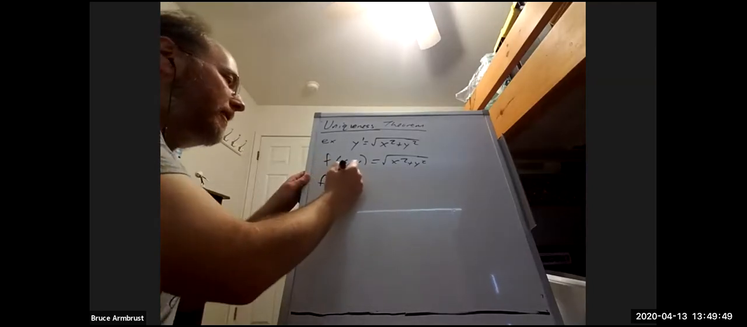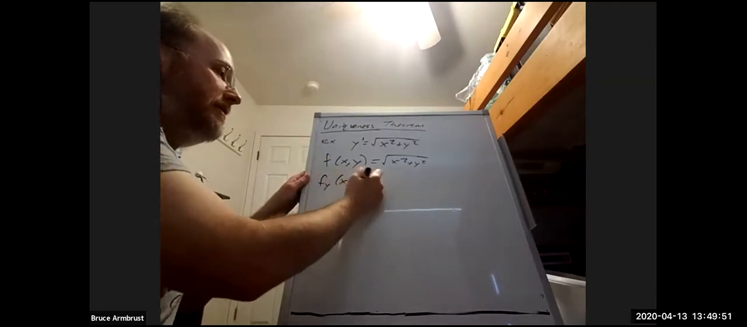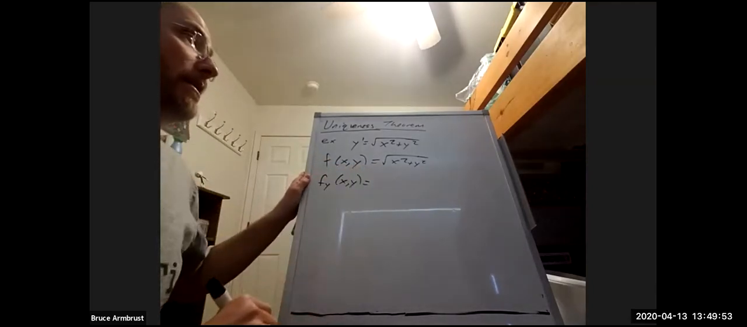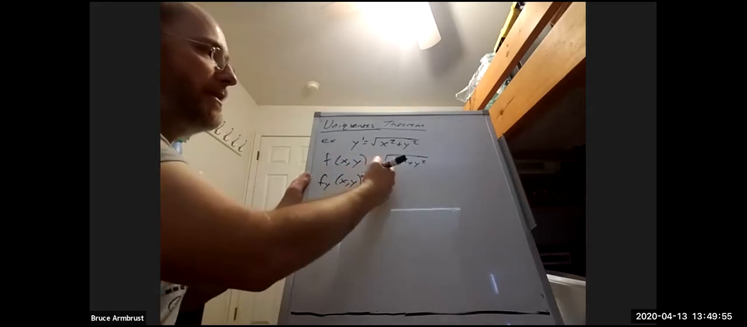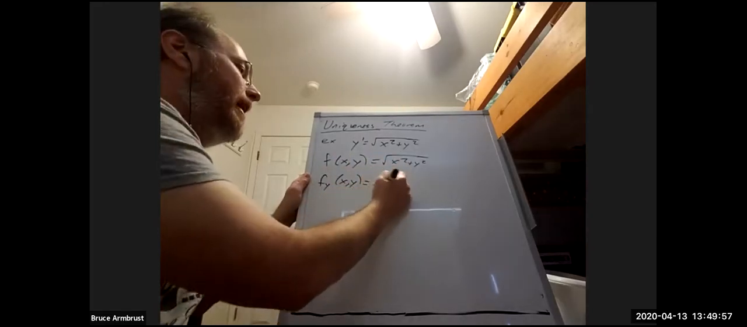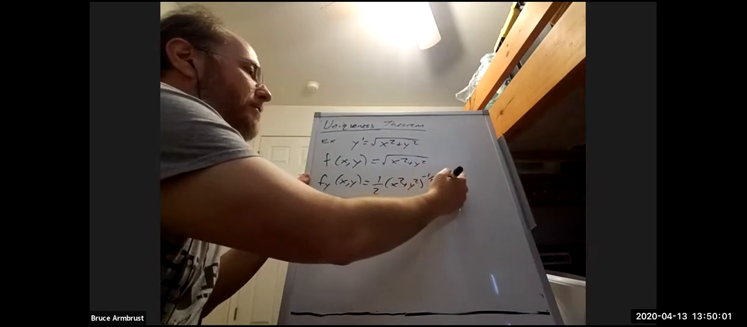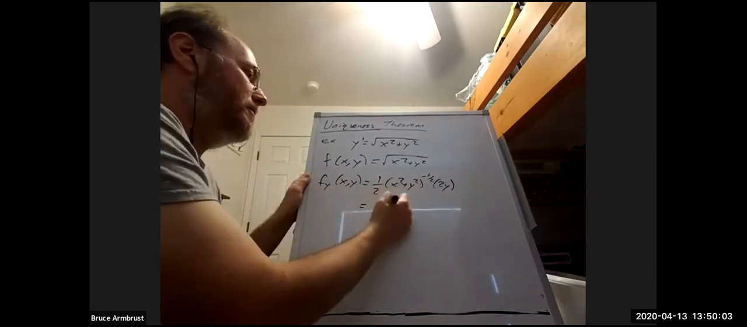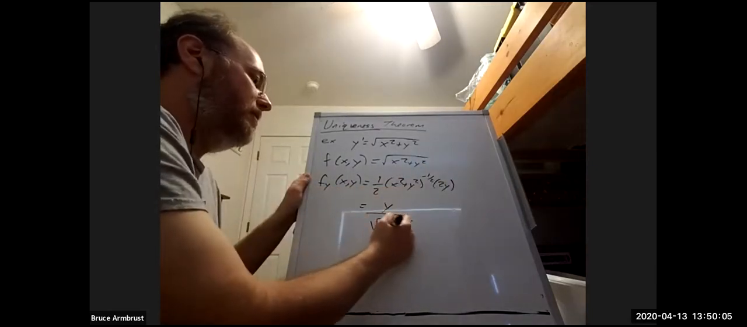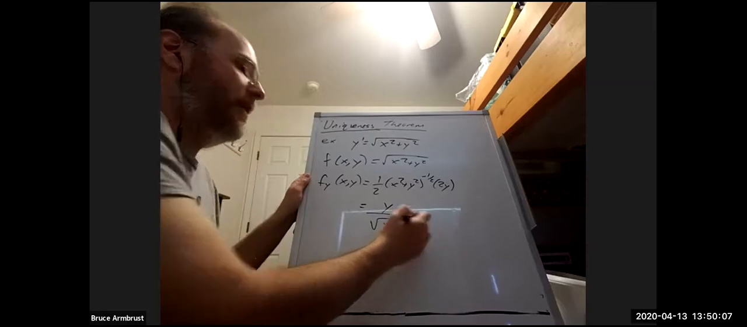So we know we are guaranteed a solution, but the question is, is it unique? Well, the derivative of this with respect to y is going to be 1/2 times (x squared plus y squared) to the minus 1/2, times 2y, which is y over the square root of x squared plus y squared.